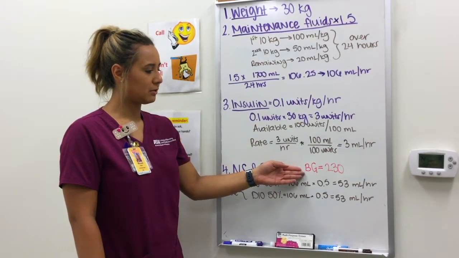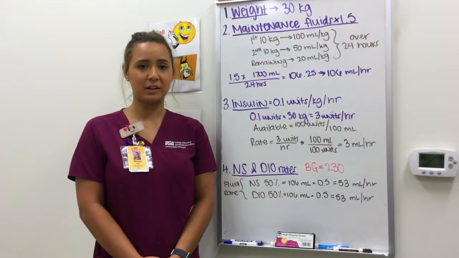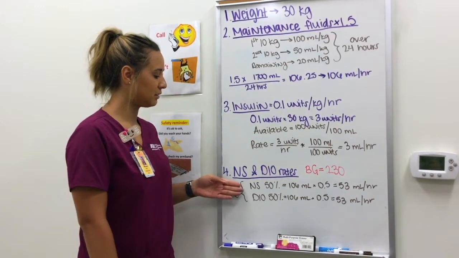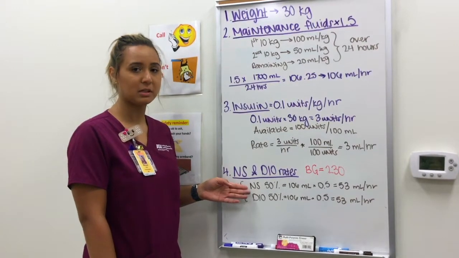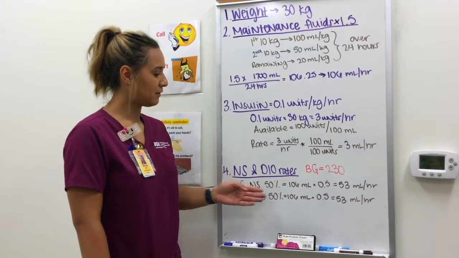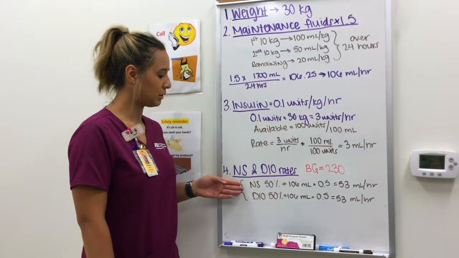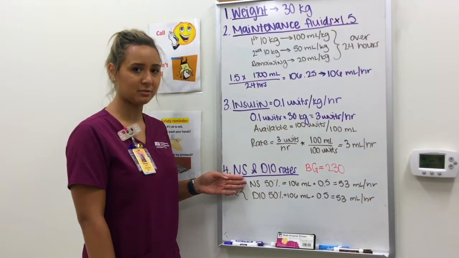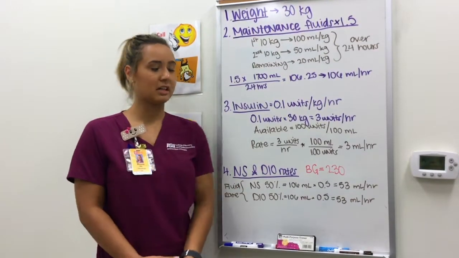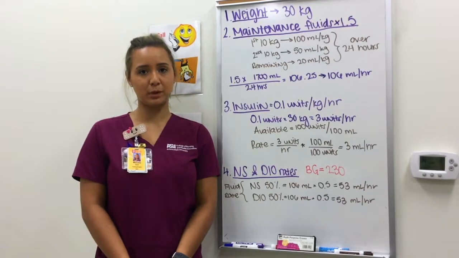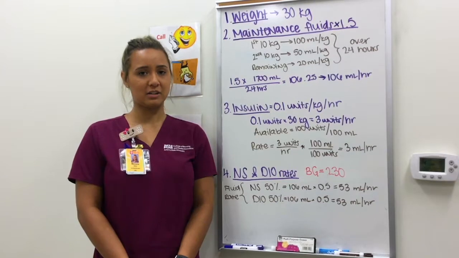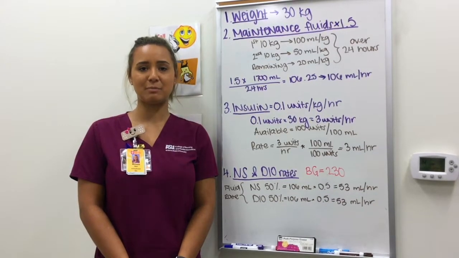Because I know my blood glucose is 230, and because I am following the CHOC protocol and the table in the protocol, I know that my normal saline and D10 fluid rates must be set at 50% of the maintenance fluid rate. This means that when we factor in the 106 milliliters, we will divide it in half so that normal saline is running at 50% and D10 is also running at 50%. This gives us a rate of 53 milliliters per hour for each fluid. Now that we have calculated all of the medication math, we are ready to assemble our equipment and enter the patient's room.